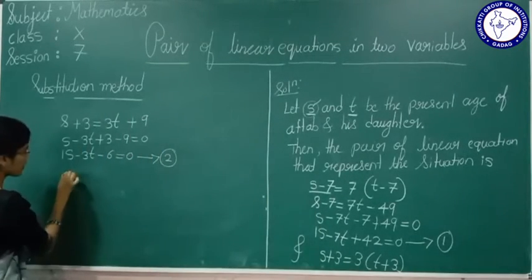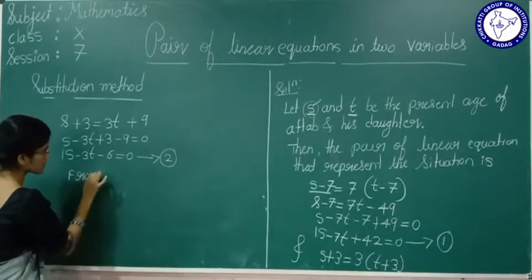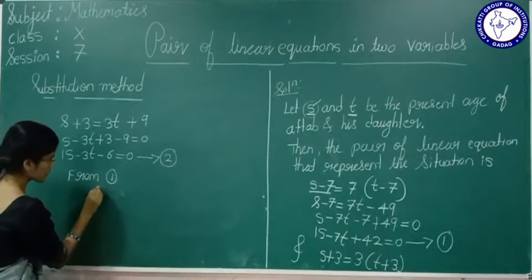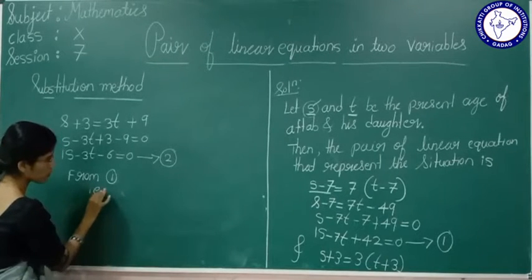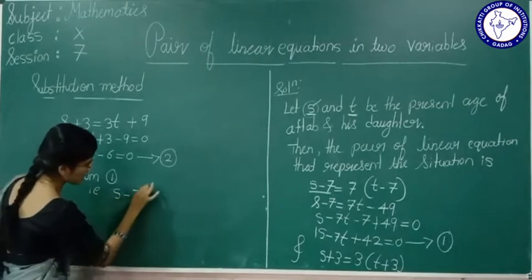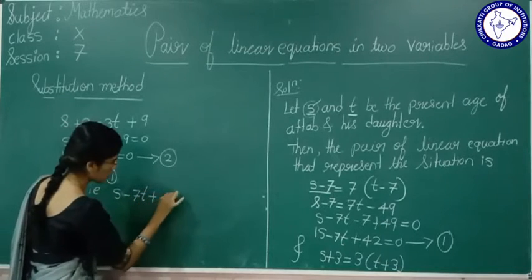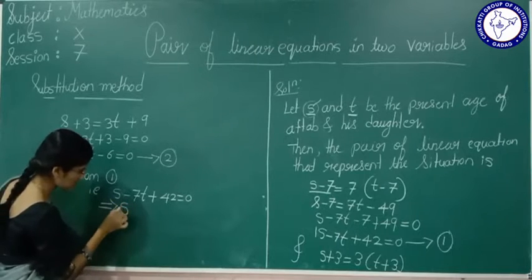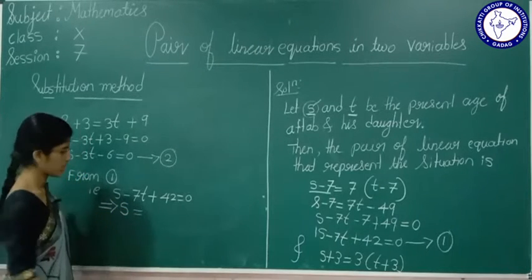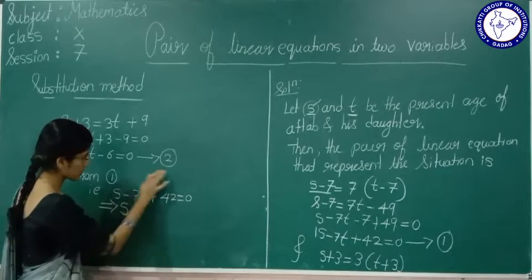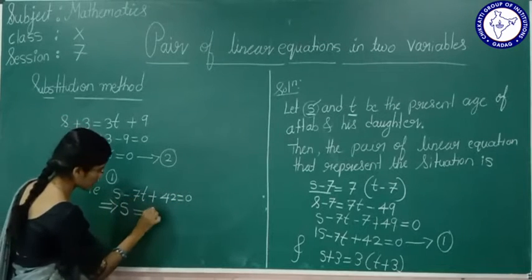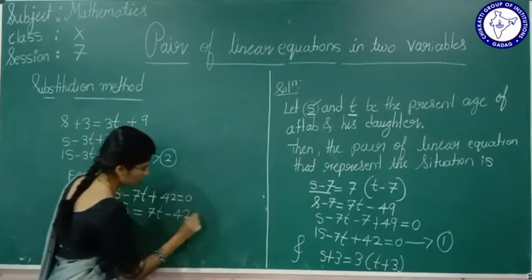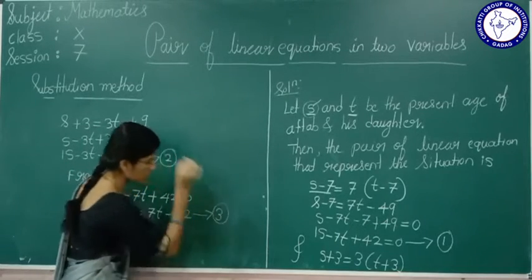See, from 1, that is, what is from 1? S minus 7t plus 42 is equal to 0. So this implies I will express s in terms of t. Okay, minus 7t, if it shifts here it will become 7t minus 42. Call this as equation number 3.